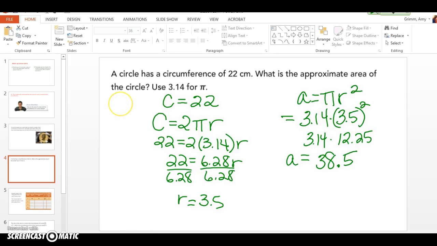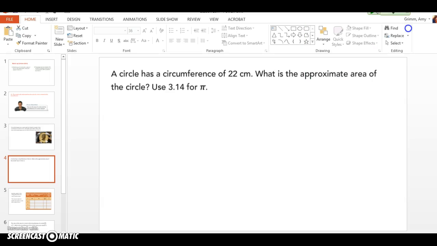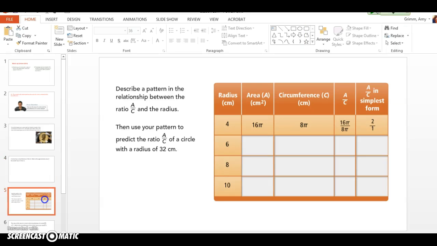Okay. All right, here's the next part. All right, so we're going to start to look at a pattern. Remember, the learning goal today was how area is related to circumference. So it's going to start us in this chart, then we're going to have to look for a pattern. So first of all, it says you have a radius of a circle, which is 4. Then it asks to find the area.